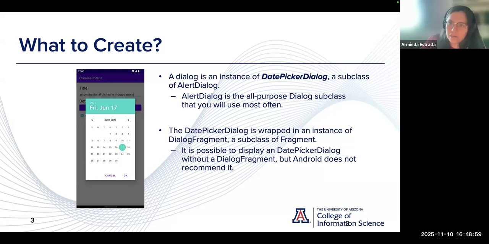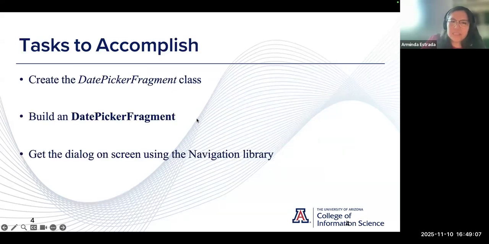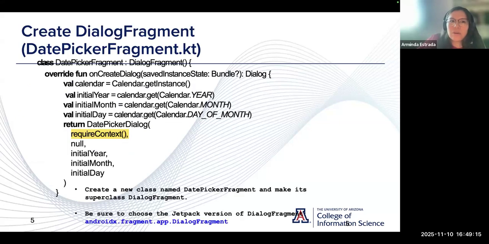Okay, so we're going to go ahead and create a fragment for the date picker dialogue. For our case, okay? So again, create the date picker fragment class, build the date picker fragment, and get the dialog on screen using the navigation library. So how do we create a fragment? We're going to create a new fragment, click on date fragment, and then we can go ahead and create this date picker fragment file. It's a date picker fragment of a dialog fragment type.